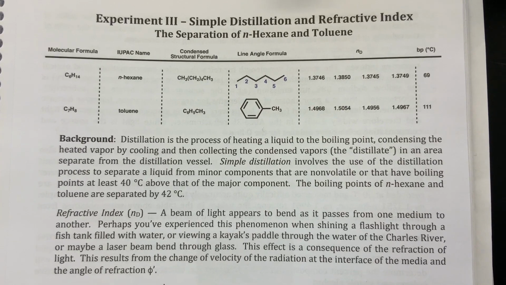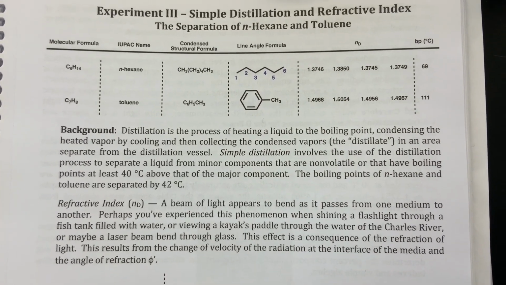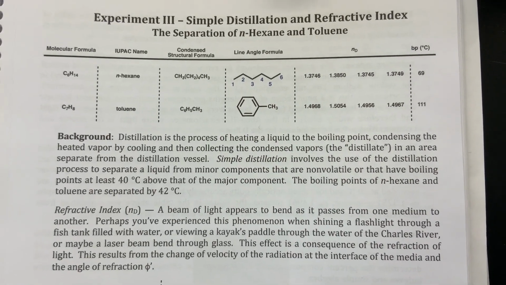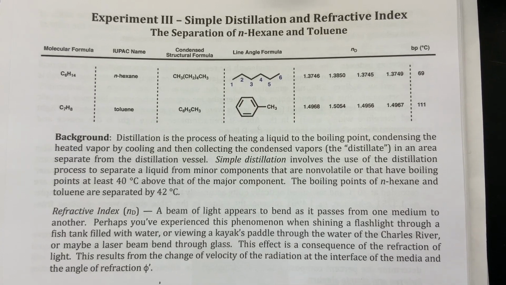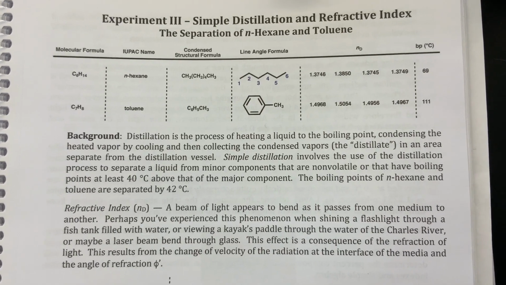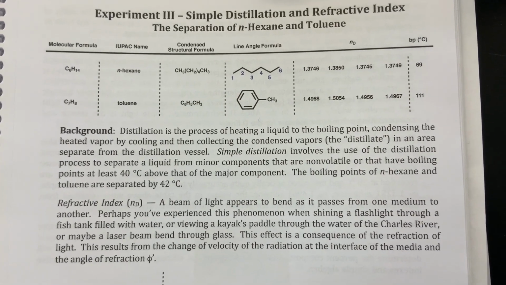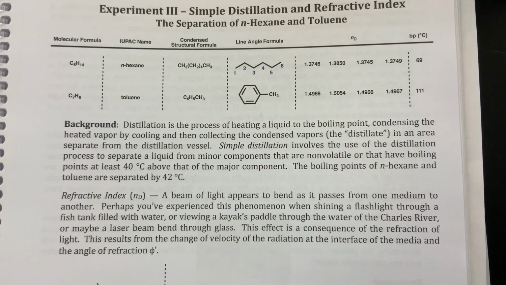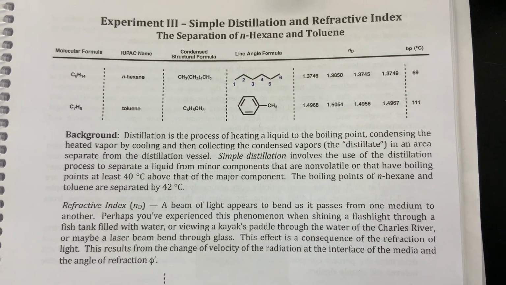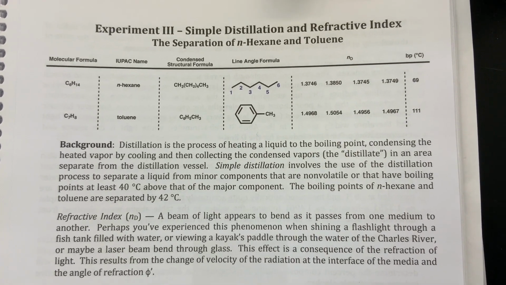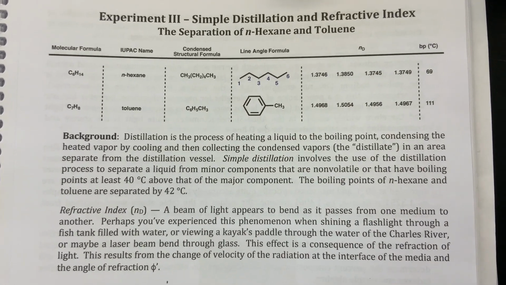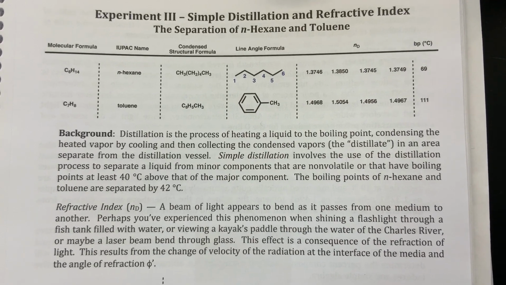And we can use simple distillation because they've got a difference in boiling point greater than 40 degrees Celsius, which is generally thought to be a good rule of thumb in deciding whether you should use simple or fractional distillation. If it's less than 40 degrees, for example a difference in boiling point of only 20, then you would use fractional distillation. But today we're using simple distillation because the difference in boiling point is about 42 degrees. The boiling point of normal hexane is 69 degrees, and the boiling point of toluene is 111 degrees.